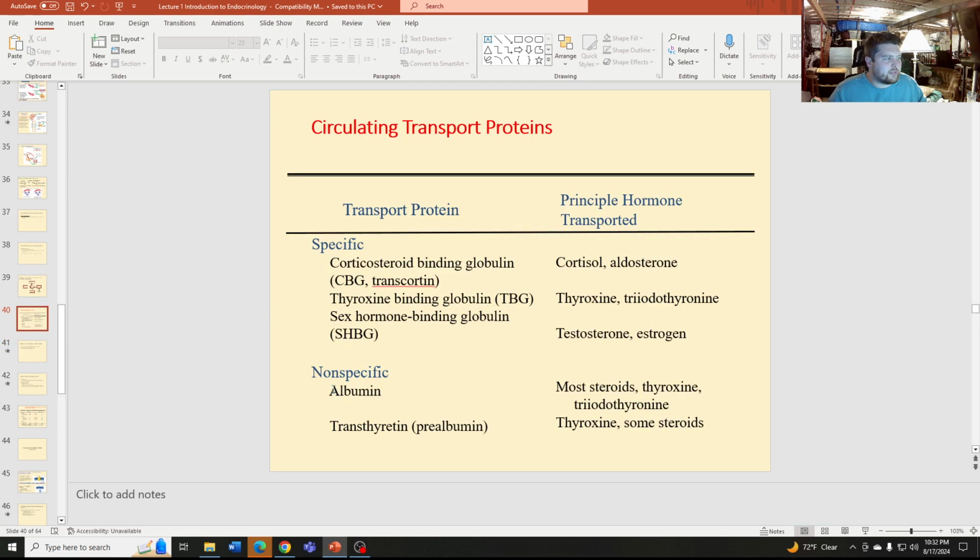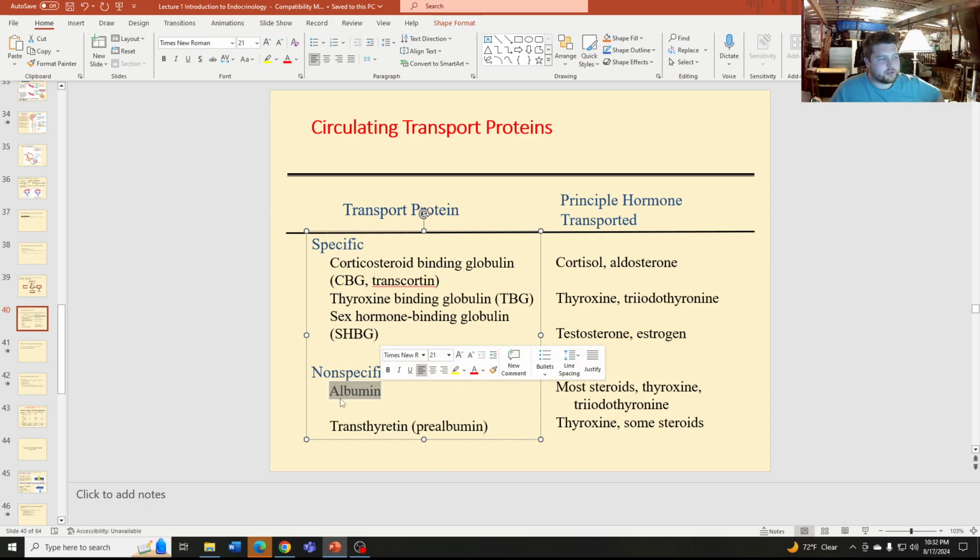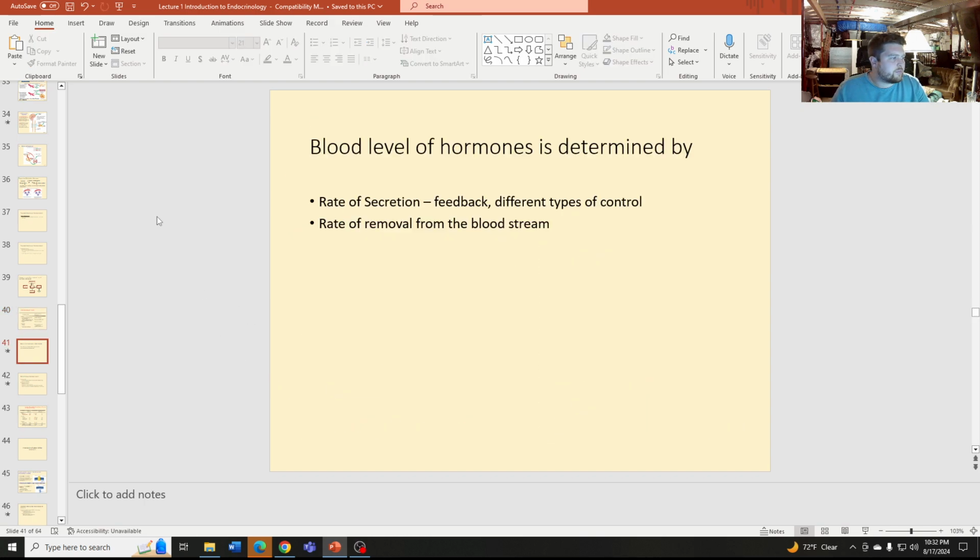Some of the non-specific, albumin in the blood, that's the big one, the most common protein produced by the liver. Most steroids, thyroxine, triiodothyronine. And we also have transthyretin, which is thyroxine in some of the steroids.